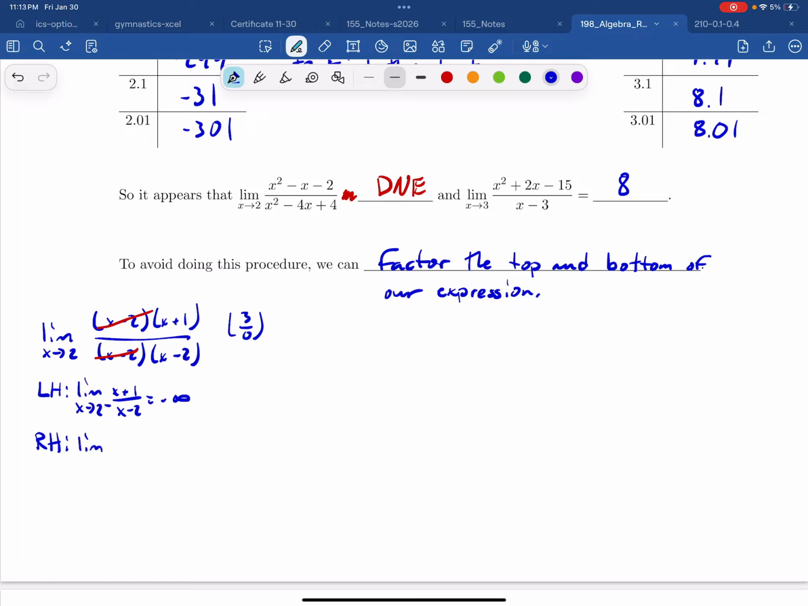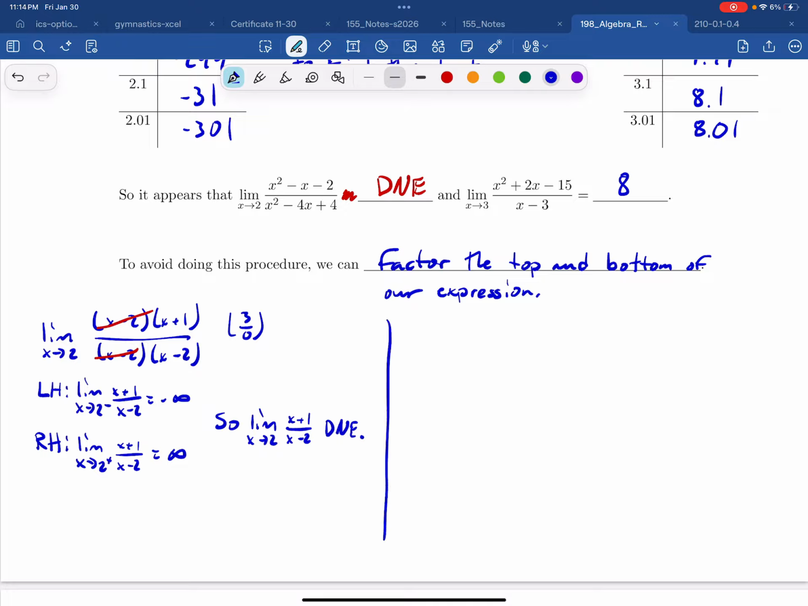Right hand, we're going to be getting x plus 1 over x minus 2. The opposite's going to happen. And so sure enough, this limit as x approaches 2, you can just write the factored form, does not exist. Right, so this was actually an easier expression than we realized. We just needed to factor out that extra copy of x minus 2 in the numerator and denominator.